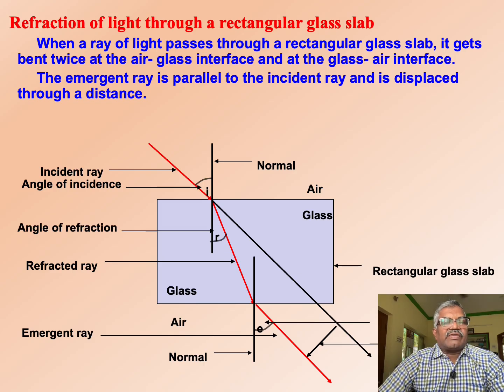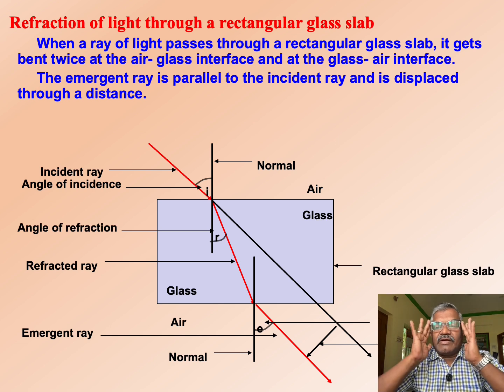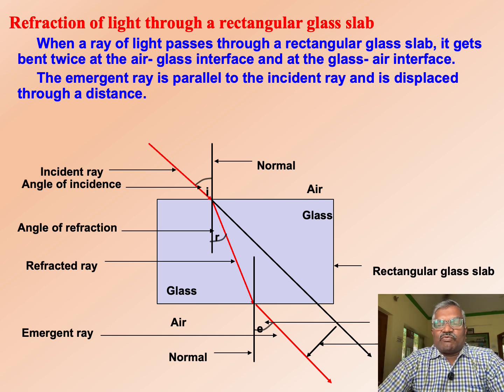And refraction of light through the rectangular glass slab. So, glass slab, everyone must know about the glass slab. Refraction of light through the glass slab is a bending of light as it passes from one medium to another at two parallel surfaces. First, bending towards the normal when entering the glass.